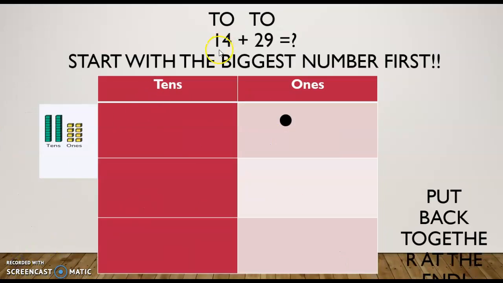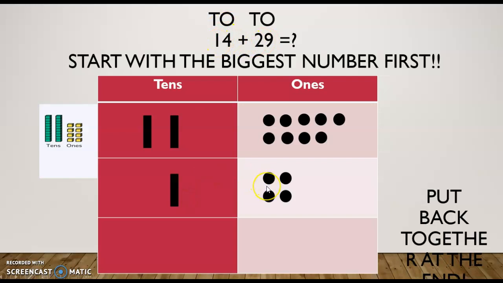We have the next sum, 14 add 29. Now, important, we need to start with the biggest number first. Alright, so we've got 29. So let's put the 29 in there. We've got 2 tens, 9 ones, partition the number. Next number, 14. We've got 1 ten and 4 ones.